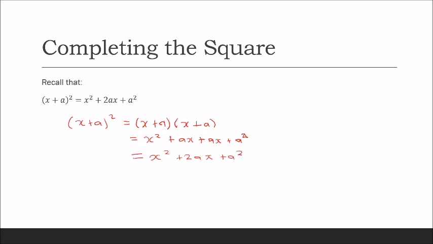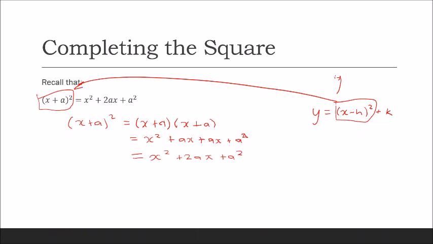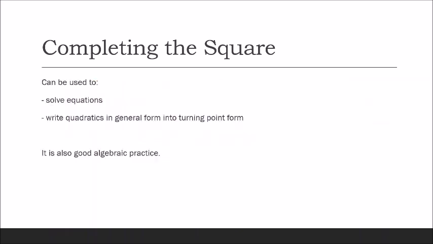We're going to use this because the whole point of completing the square is turning your equation in general form into something that looks a little bit more like this, or involves a perfect square part, like you would in your turning point form. So hopefully what you're seeing is this bit here looks a lot like that there. That's really what we're doing and why we're wanting to reintroduce this formula.